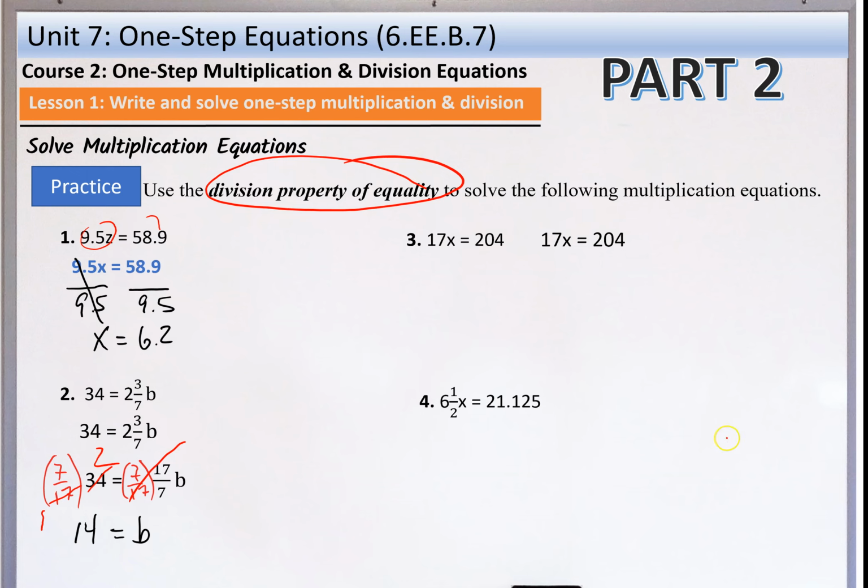Hello and welcome back to part two of writing and solving one-step multiplication and division problems. I believe we stopped off at number 3. Let's go ahead and wrap this up, or at least try.